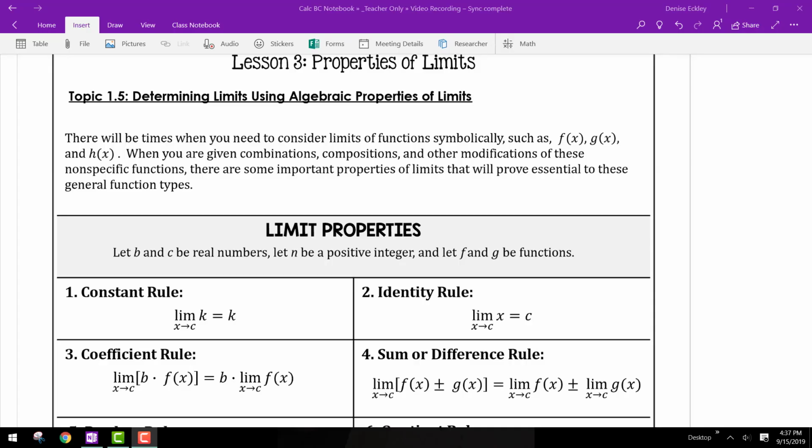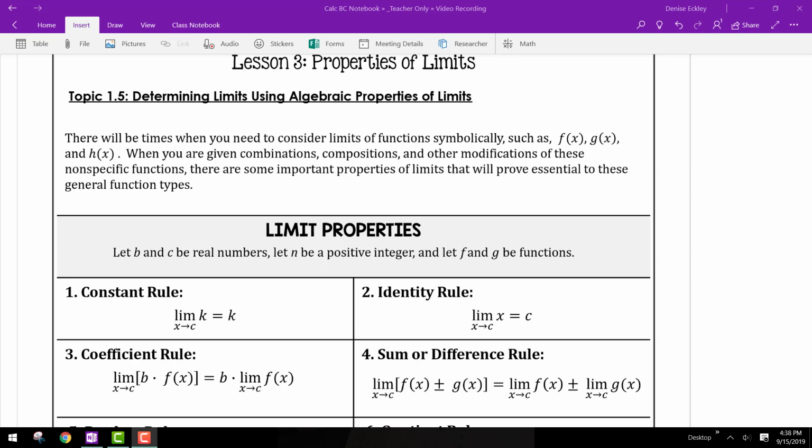Lesson 3 is properties of limits. Topic 1.5, determining limits using algebraic properties of limits. The purpose of this lesson is to think about the way limits can be combined if you're dealing with different functions. And so we'll be representing them with f, g, h, and whatever other letters we need to use.